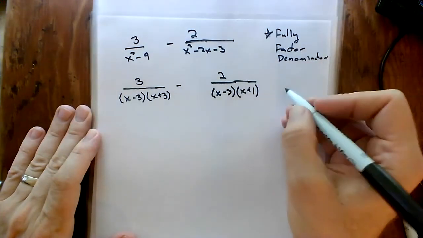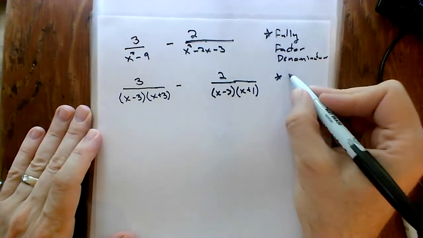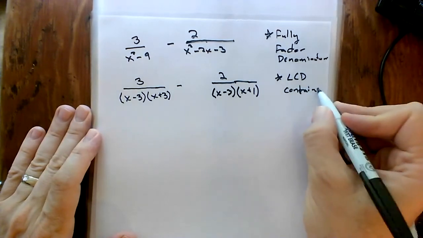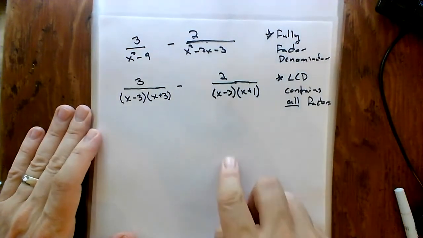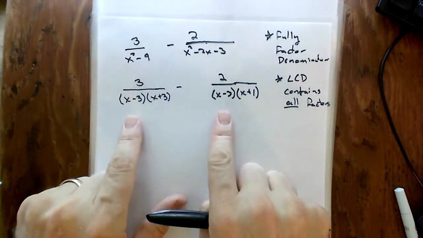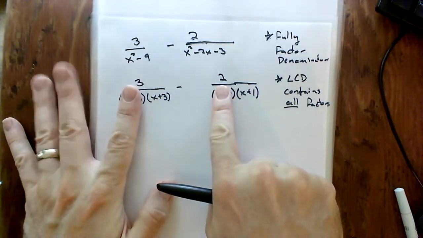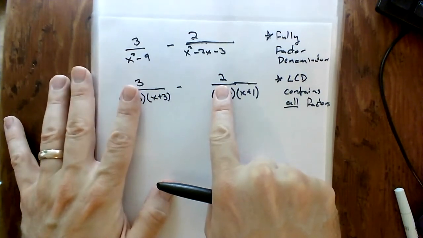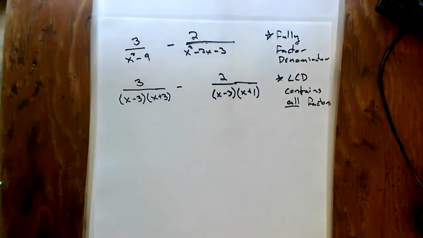So we fully factor our denominators, and the next thing that we're going to do is remember that our common denominator contains all of the factors. So both of my denominators already have a factor of x minus 3. It looks like what I'm missing on this term on my left is a factor of x plus 1. So I'm going to multiply this one by x plus 1 over x plus 1.